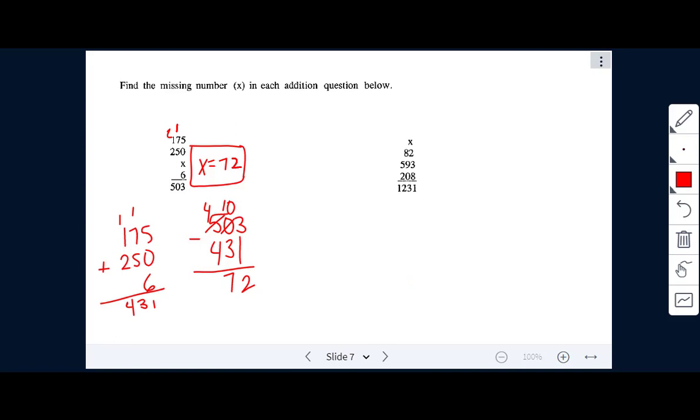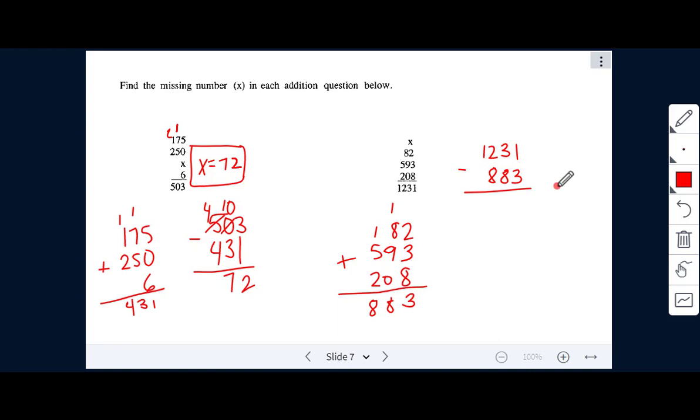All right, so our next example here, again, you can do the guess and check method. I'm just going to go ahead and add the 3 digits that we have, the 82, 593, 208. Just add those up to give me 883. Then I'm going to subtract it from the sum here. So 1,231 minus 883.